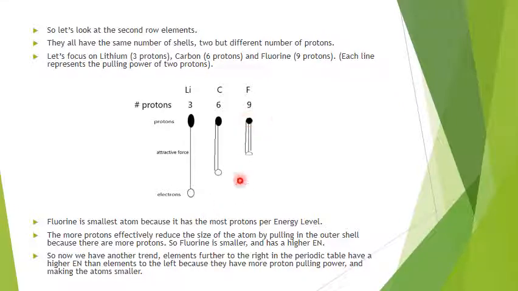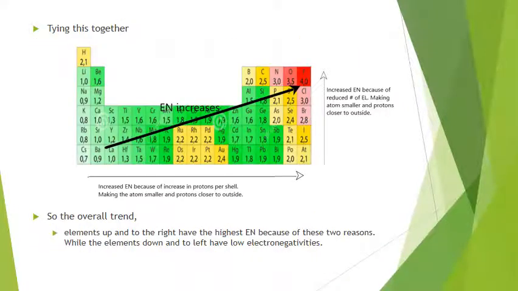So there's more protons per energy level for fluorine than lithium, increasing the attractive forces, making the atom smaller. Since it makes it smaller, it increases the electronegativity. So as you go from left to right in the periodic table, the number of protons increases. That increases the attractive force, making the atom smaller, and therefore increasing the electronegativity.